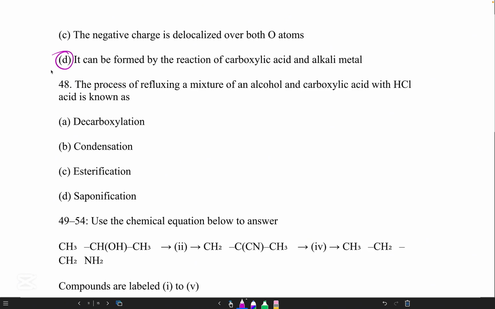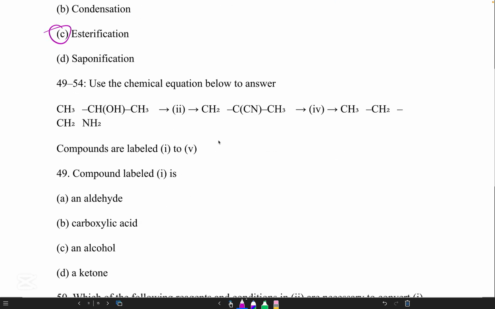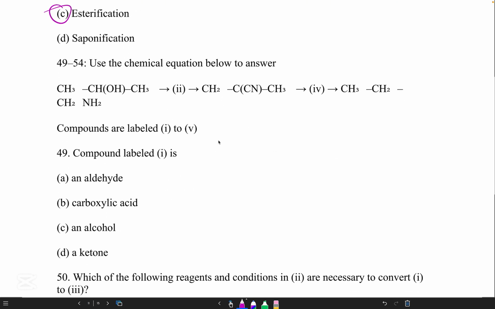All right. Now, the process of refluxing a mixture of alcohol and carboxylic acid with HCl is known as esterification. When carboxylic acid and alcohol react, they form an ester, and that process is called esterification. Now, you have 49 to 54, which say use the chemical equation to answer. Forget about this equation there. I will give you my own equation here.